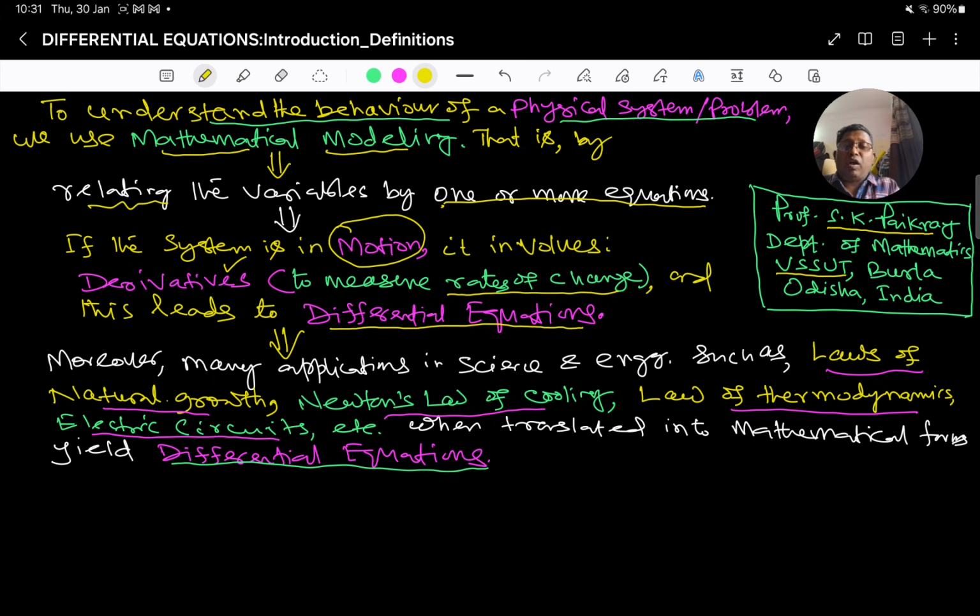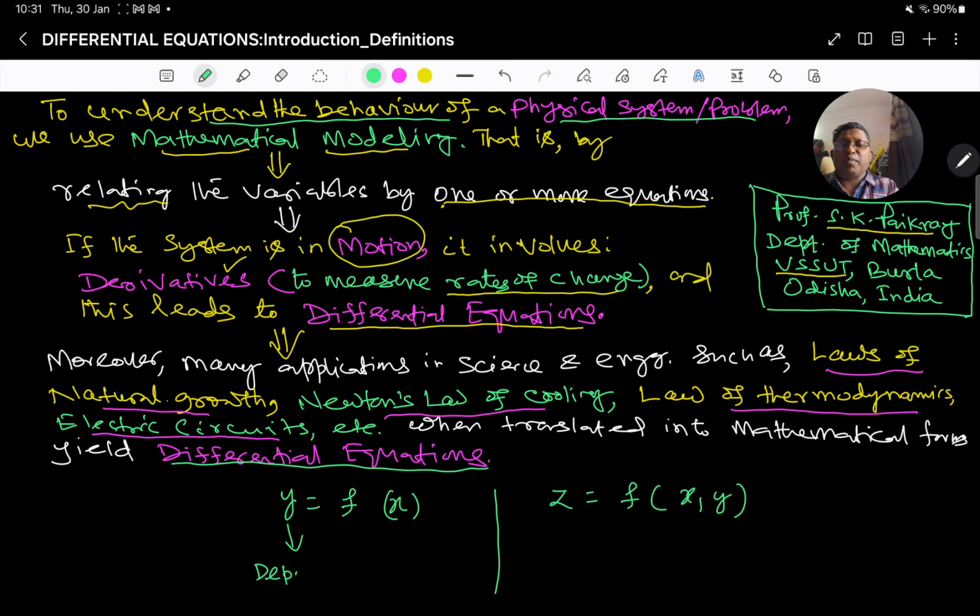If you think of a function, suppose you are given a function y is equal to f of x, and suppose another function is given to you, z is equal to f of x, y. In the first case, y is a dependent variable and x is an independent variable, so here there is only one independent variable. Now here z is a dependent variable.